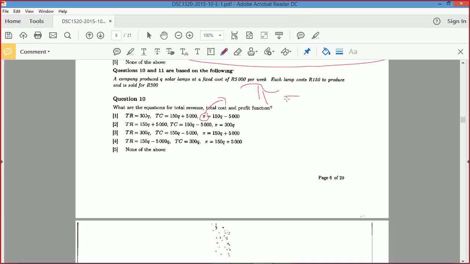Pi represents profit. Okay, it's just what the mathematicians use to represent profit. They don't write profit; they use pi as the representation of profit. Okay, so then the answer is 1. Yeah, the answer is 1. Good. 11.